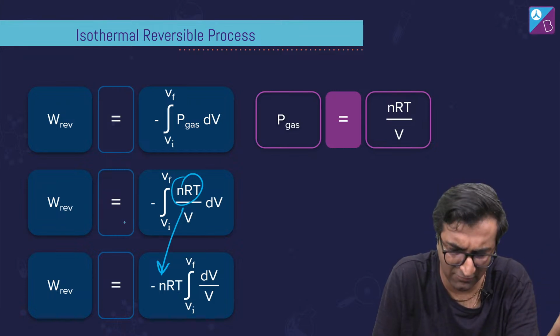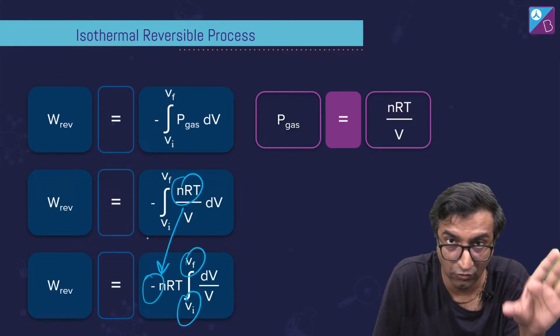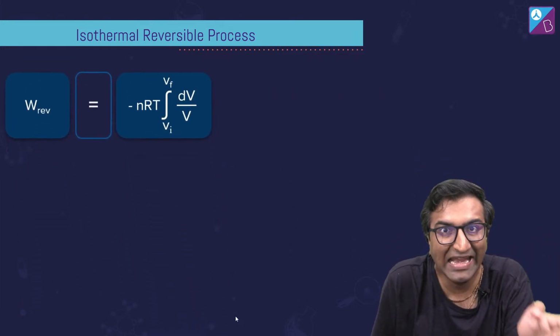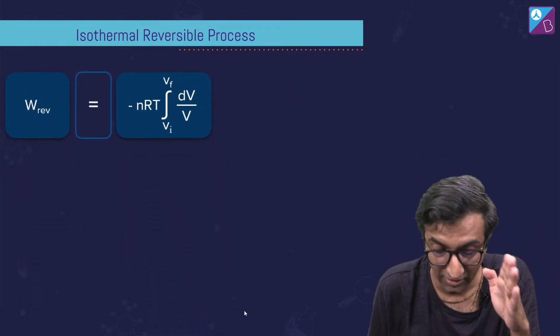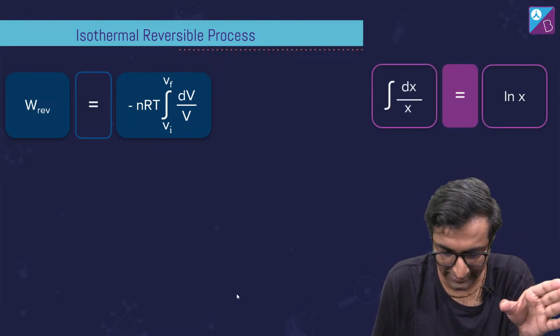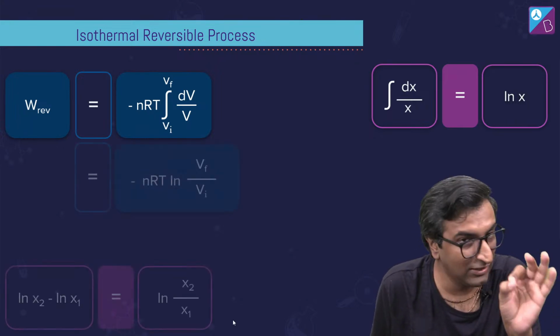What is n? N is number of moles. Take care of the negative sign, keep it outside. VF, VI, the limits, keep them as they are for the integration. On integration, you get lnV, not log, you get ln. To convert that to log, you got to put a 2.303 sign. If any of this is fast, then you need to revise maths. There's nothing new I'm doing here.